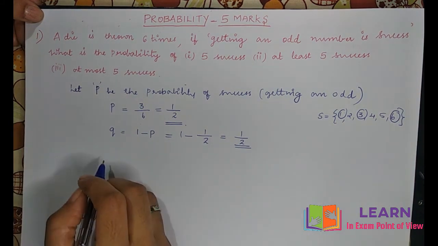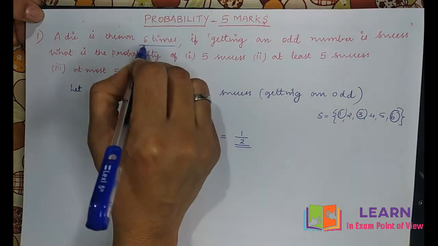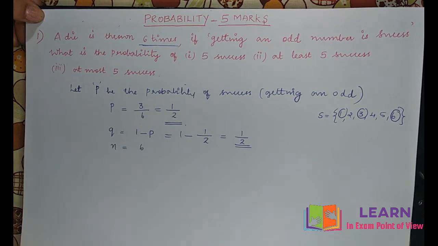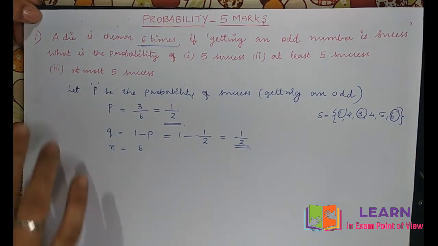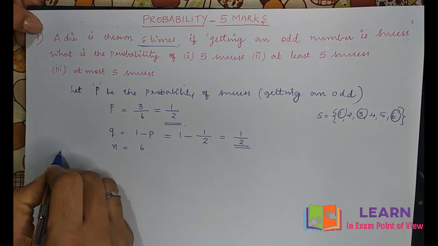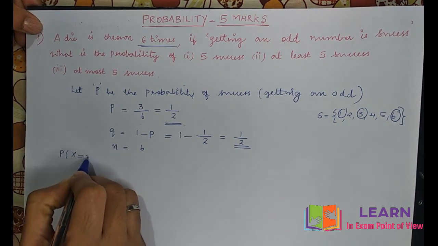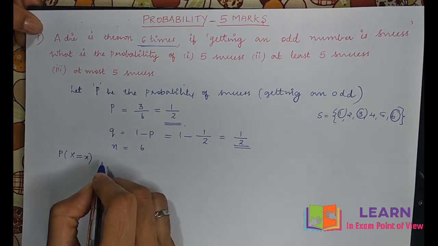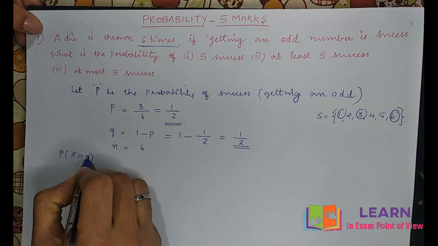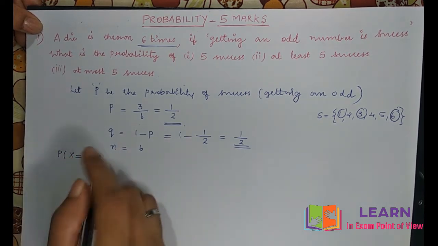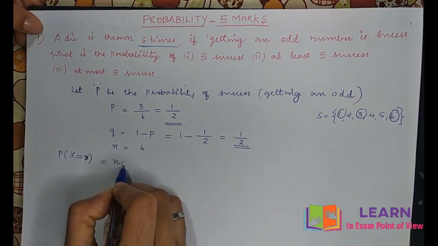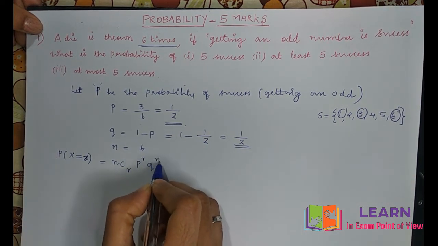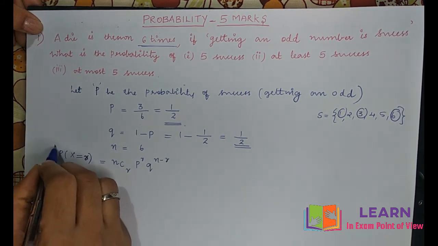Now, here n is how many times the die is thrown, 6 times. So here n is 6. Generally, for Bernoulli's trials, the equation for X equal to r is nCr P raised to r, Q raised to n minus r. This is the formula.